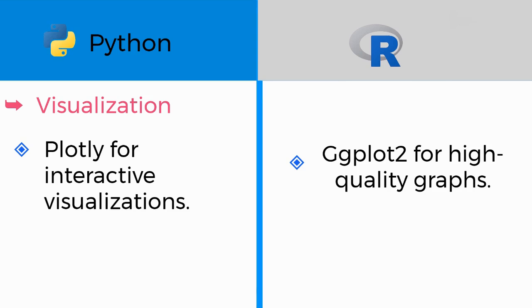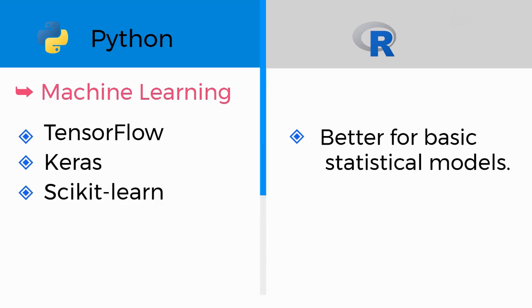When it comes to machine learning, Python really takes the lead. With libraries like TensorFlow, Keras, and scikit-learn, it's the go-to language for AI and deep learning. R can still handle machine learning but is better suited for basic statistical models.